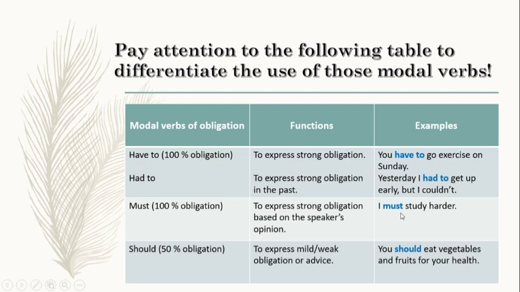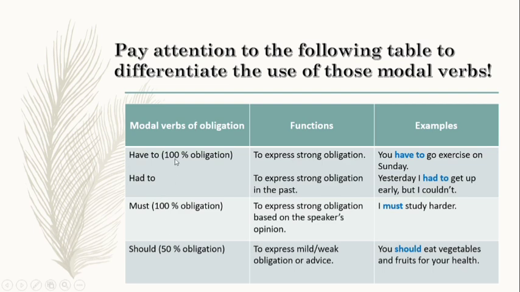For example, I must study harder. I give you other examples of using must. I must wear uniform if I want to go to school. I must have breakfast in the morning. So, must here expresses the obligation. And if we do not do it, it means that we do not obey the rules.